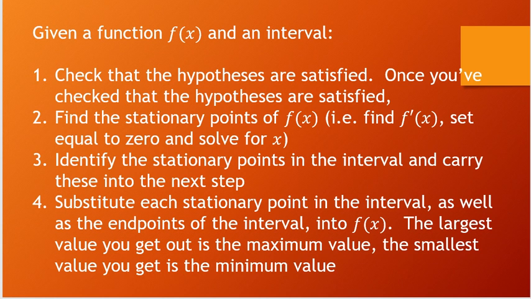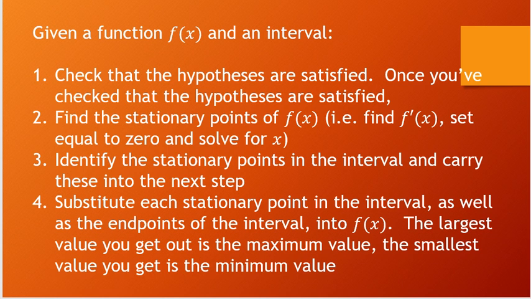So once you check that both of the hypotheses are satisfied, you're then going to find the stationary points of f of x. That is to say, you're going to find f prime, set it equal to 0, and you're going to solve for x. Then you're going to take the stationary points that lie within the interval that you're given in the problem, and you're going to carry those into the next step, the fourth and final step.